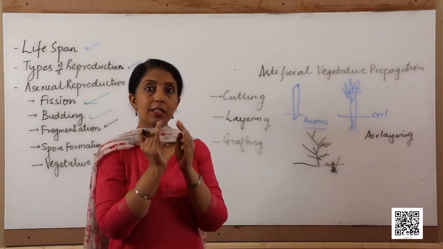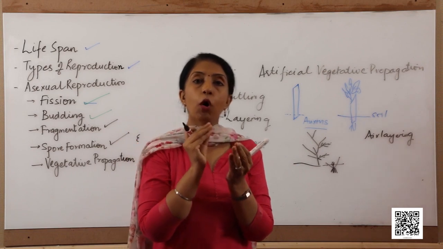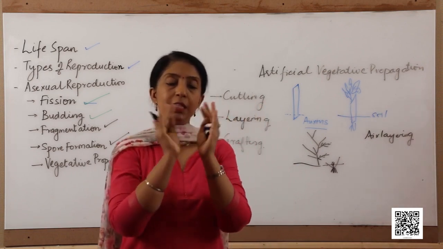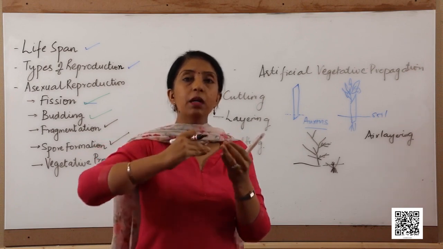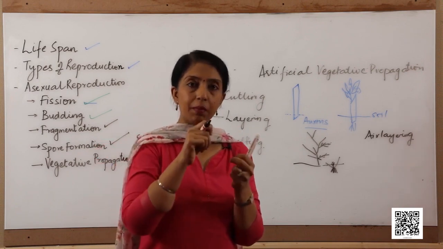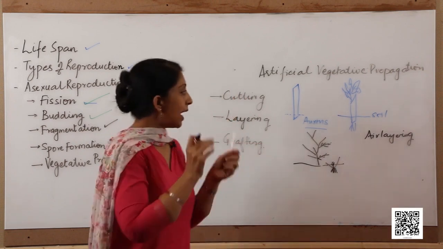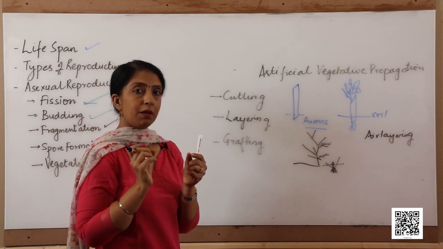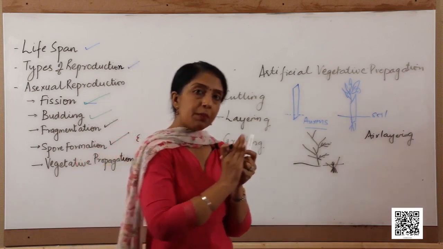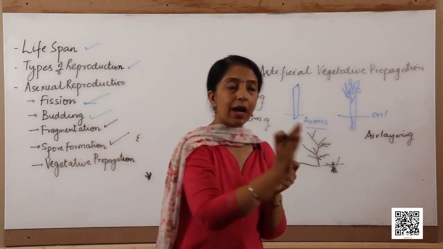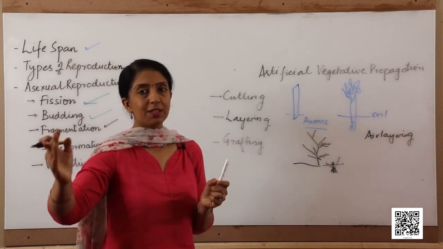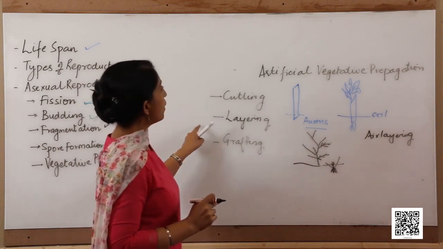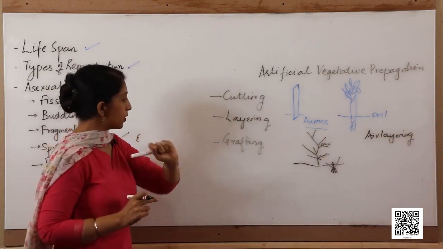and a little sawdust, some cow dung, and some auxins. And then they cover that portion with this material, along with covering it with polythene and tying it up. After some time, in that part of the branch, certain roots develop, and then that branch is cut off from the main tree and grown at another place or transplanted somewhere else. So air layering also is a kind of artificial vegetative propagation.